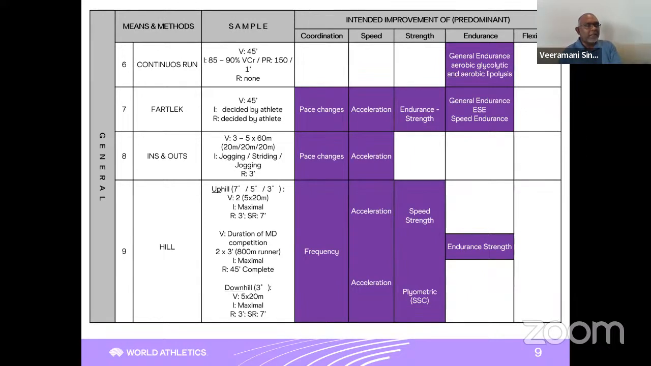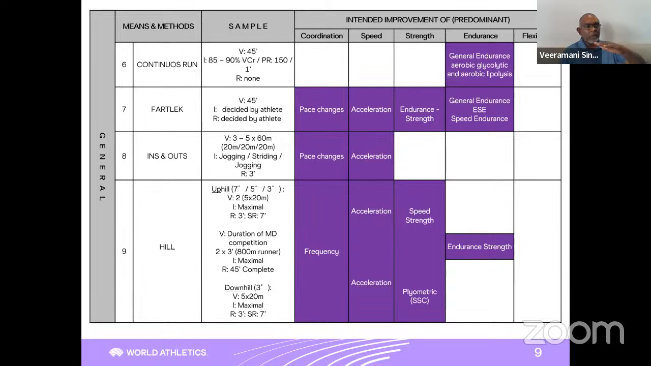So predominantly speed-related work revolves around acceleration as the component. Hill runs vary again based on the event needs. Shorter distances like 20 meters focus more on the frequency aspect of it. The longer runs will of course work towards the endurance strength of it. Here you can see the duration of a middle distance competition can be used.